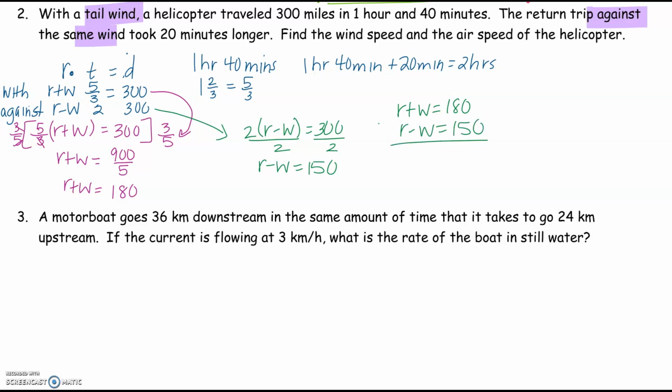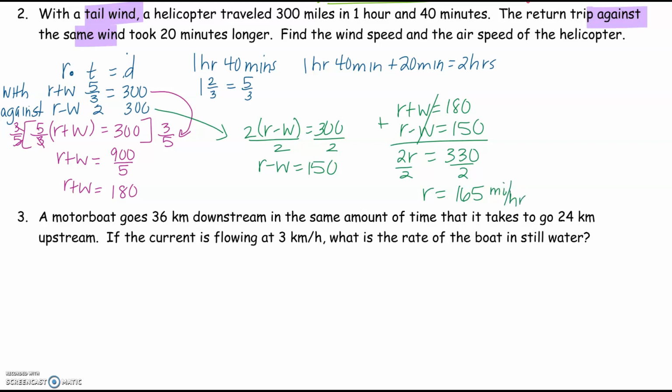I'm going to eliminate again. I'm going to eliminate W. So R plus R is 2R equals 180 plus 150, which is 330. I'm going to divide by 2. R is going to be 165. What did I find, the wind speed or airspeed? I found the airspeed. That is 165 miles per hour. Let me abbreviate that correctly.